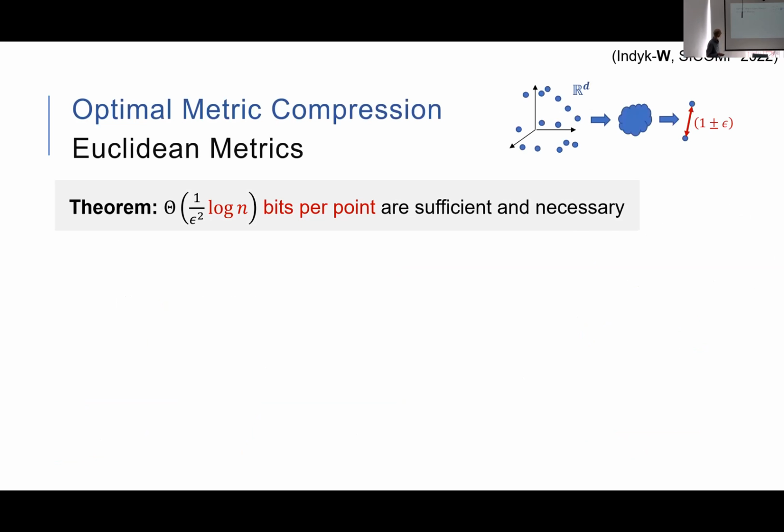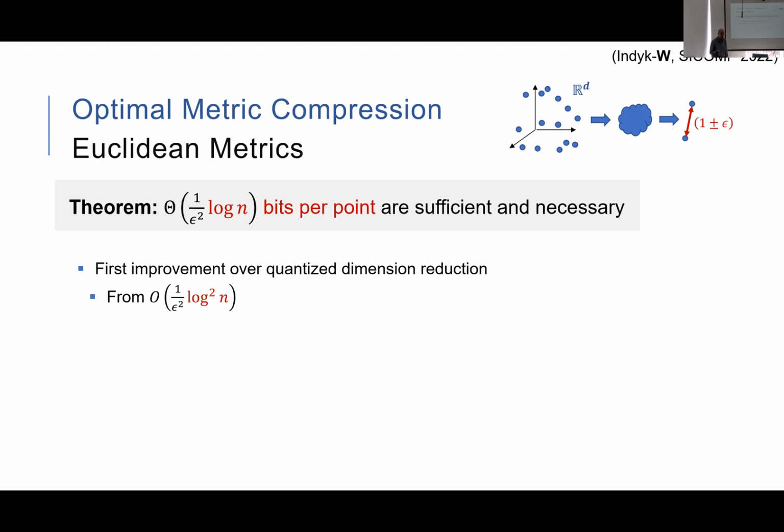So let me go through the main theoretical result, at least for this part of the talk: that we can actually get a better compression rate of only log n over epsilon squared per point. This is also tight. This is the first improvement over the classical Johnson-Lindenstrauss dimensionality reduction bound that we had for something like 30 years, which was log squared n bits per point. And importantly, you probably cannot get anything better than log squared n bits using a data-oblivious implementation. You have to use data dependence, and this is also proven.